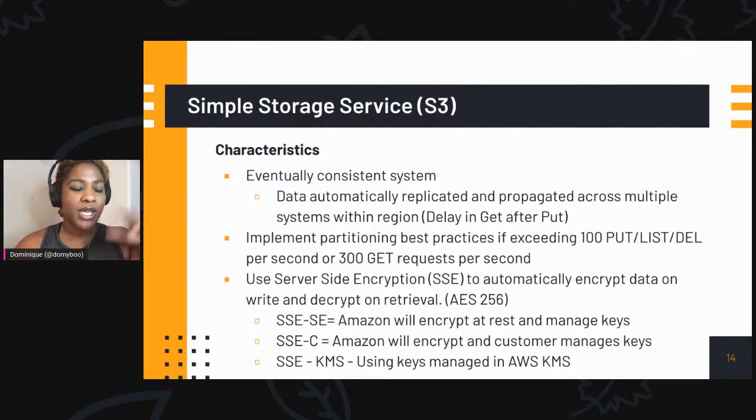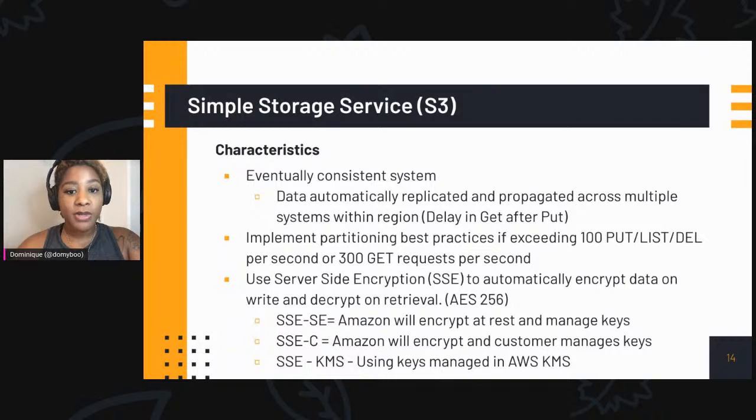They had a best practice: if your put, list, or delete requests per second are exceeding 100, there are some different partitioning best practices. I didn't put them there because they were very specific to that use case, and I haven't seen any questions regarding that while doing practice tests. But at least it's something good to know. There might be a question that asks, what is the limit for requests per second before you have to do something else?